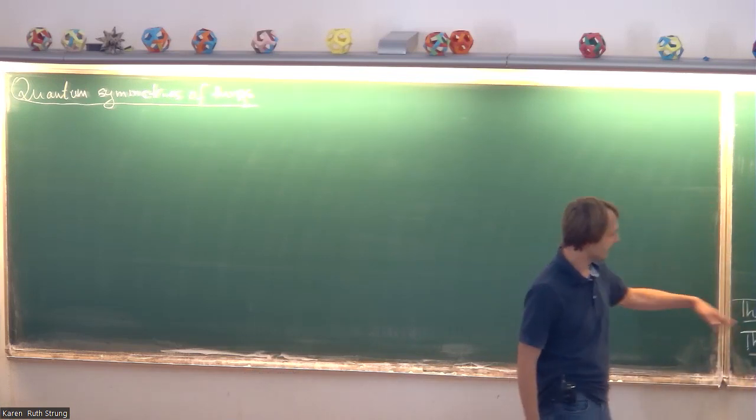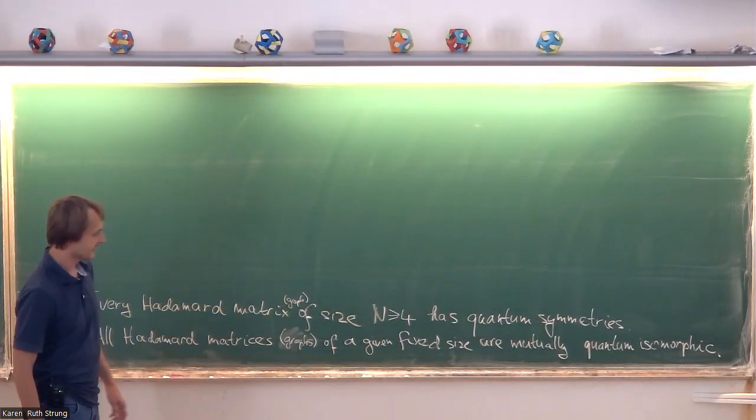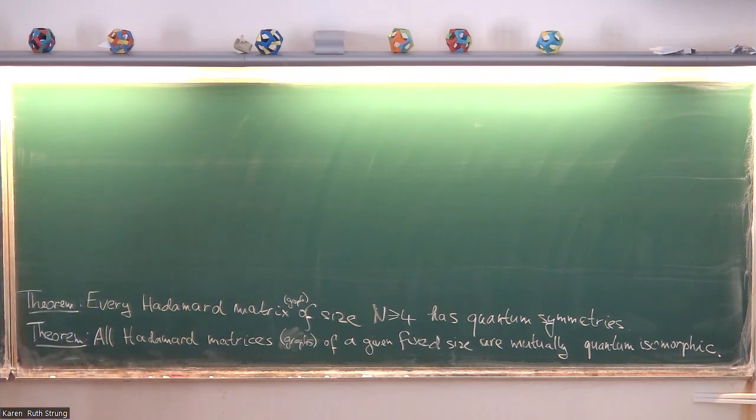So this is my last result, saying that every Hadamard matrix or Hadamard graph of size at least 4 has quantum symmetries. And secondly, that all Hadamard matrices of a given fixed size are usually quantum isomorphic. So the goal of my talk will be to try to fill those blackboards directly here. And during that, I hope that I will roughly explain to you what those theorems mean. And most importantly, I believe that the most interesting thing should be the tools that I use for that. And those are diagrammatic categories. Good, so we can start.